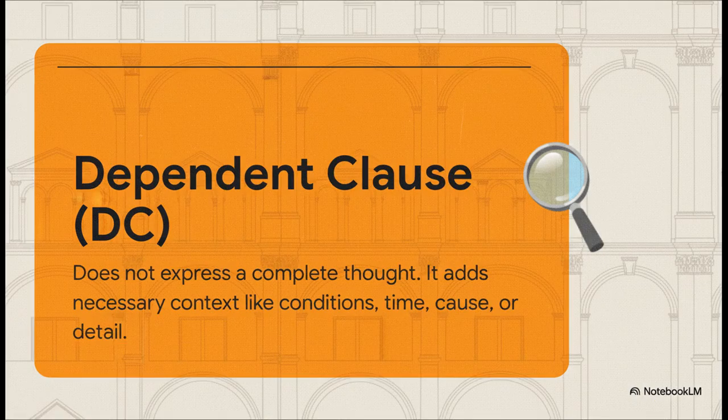Now, the dependent clause, that's your trim. It also has a subject and a verb, but if you hear it by itself, it just kind of leaves you hanging. You're waiting for the rest of the story. Its whole job is to add extra flavor, the when, the why, the how to that main idea.